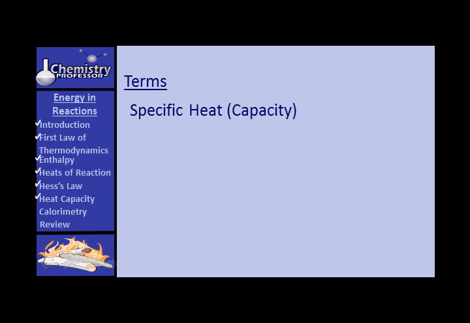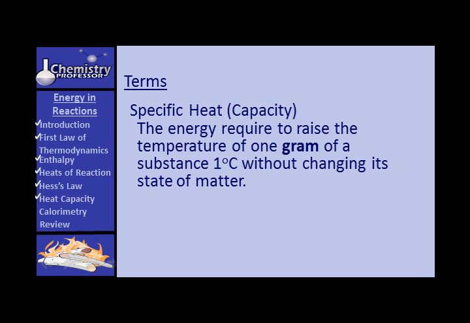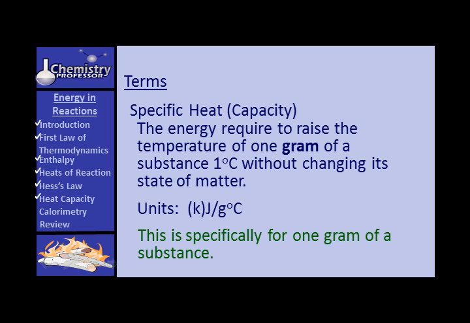Well, what about specific heat? You've heard of specific heat. Did you know that the full name is specific heat capacity? And it is the energy required to raise the temperature of 1 gram of a substance, 1 degree Celsius, without changing its state of matter. So think of specific heat as being heat capacity specifically for 1 gram. The units, joules per gram degree Celsius or kilojoules per gram degree Celsius. Remember, this is specifically for 1 gram of a substance.